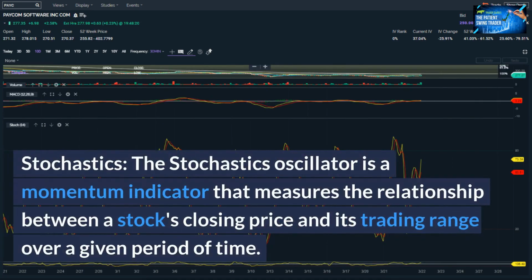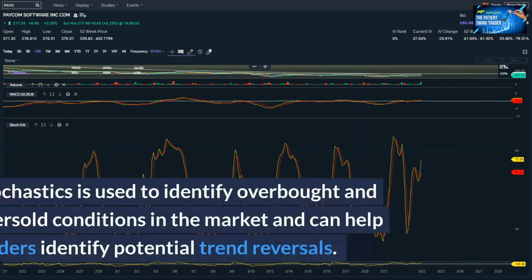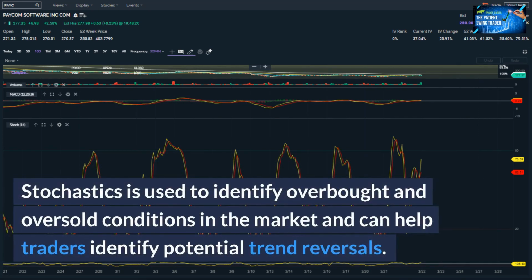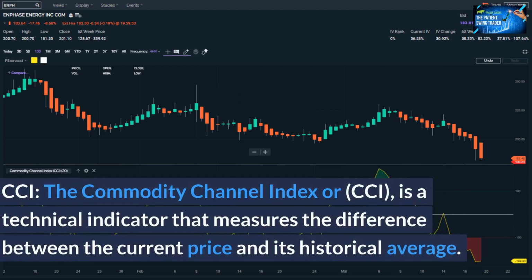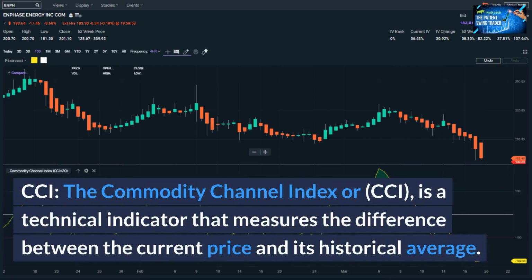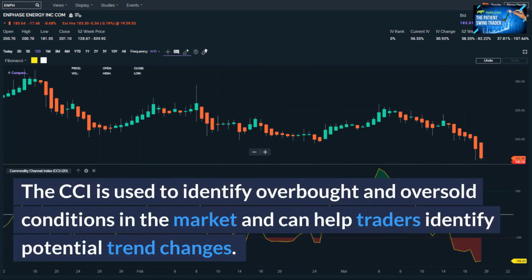Stochastics. The stochastics oscillator is a momentum indicator that measures the relationship between a stock's closing price and its trading range over a given period of time. Stochastics is used to identify overbought and oversold conditions in the market and can help traders identify potential trend reversals. CCI. The Commodity Channel Index, or CCI, is a technical indicator that measures the difference between the current price and its historical average. The CCI is used to identify overbought and oversold conditions in the market and can help traders identify potential trend changes.